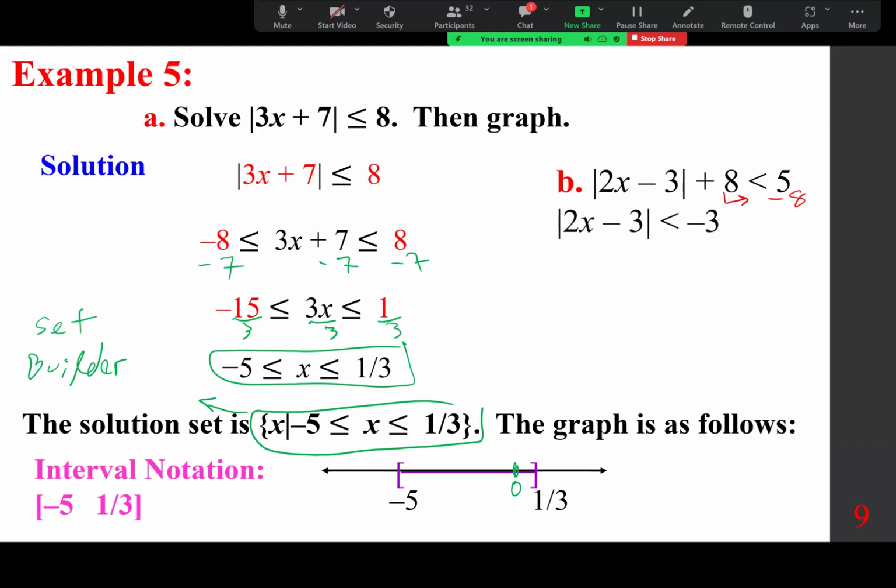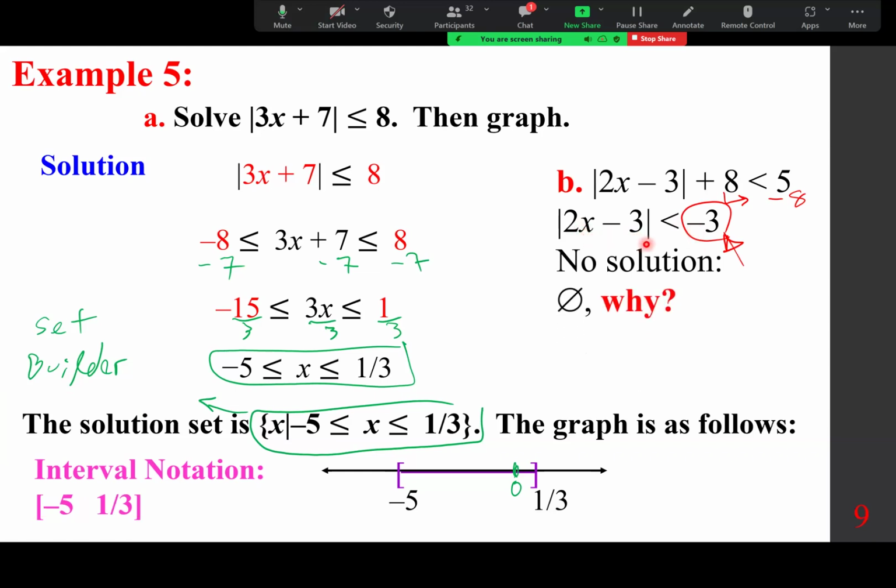In which case that gives you absolute value of 2x minus 3 is less than or equal to negative 3. There is no solution. Why is that? Because this is negative. We are saying absolute value is less than a negative number. It will never happen.